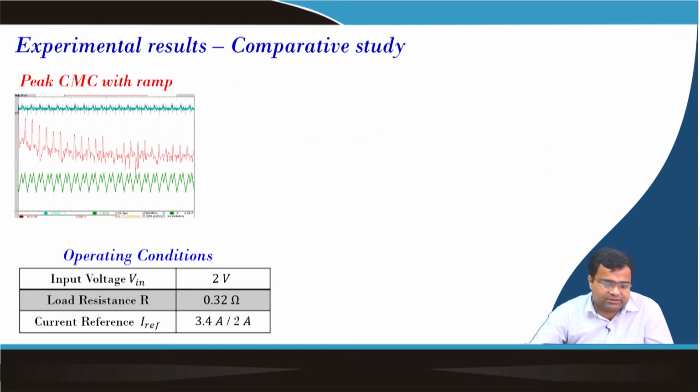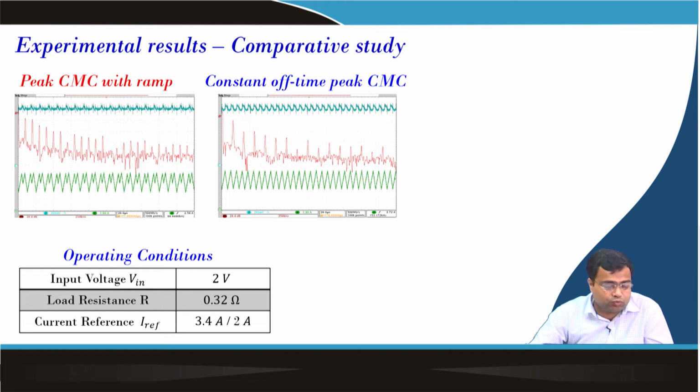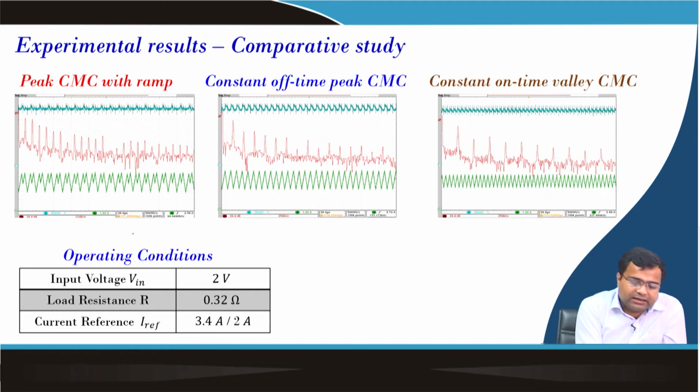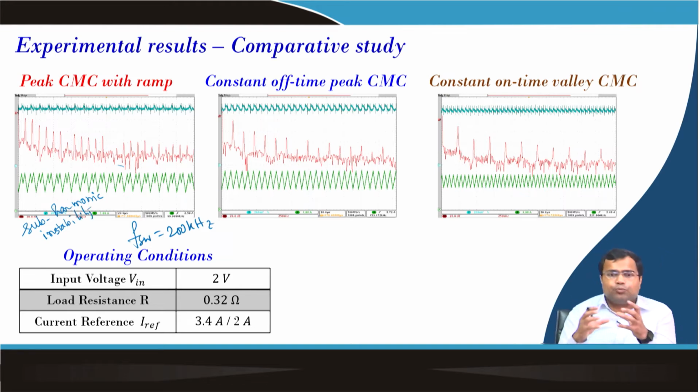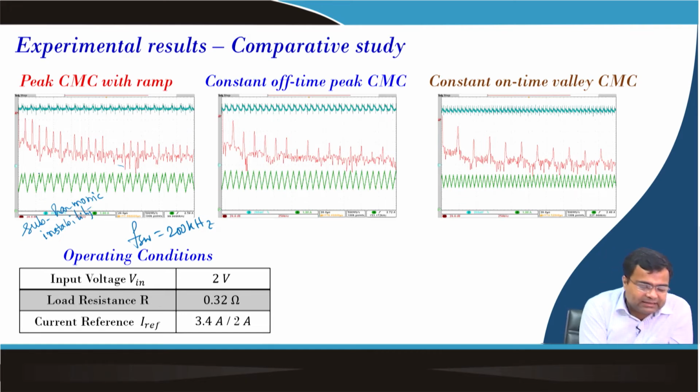Now, if we reduce the input voltage to 2 volt, then FSW is still 200 kilohertz, but you will have a subharmonic instability even with ramp compensation, because we have not considered a large ramp. We have just considered a ramp which is not enough to fully stabilize the current loop. So, we need to increase the ramp, and we have discussed this ramp. You can see the current reference for each case; they are not exactly identical.